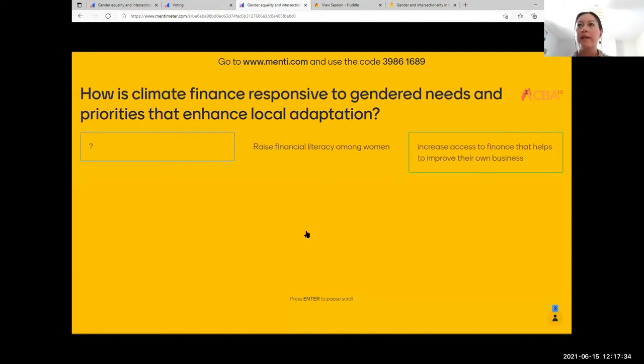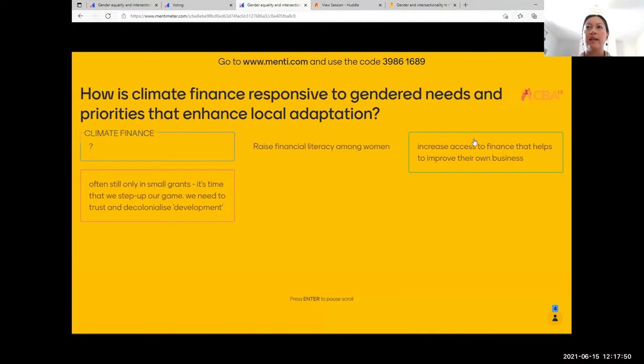Increase access to finance that helps to improve their own business. So it highlights the need to have women at the forefront, and the importance of self-organization and autonomy and agency to start their own business, and then having enhanced opportunities to access climate finance. Often still only in small grants, it's time that we step up our game. We need to trust and decolonize development.